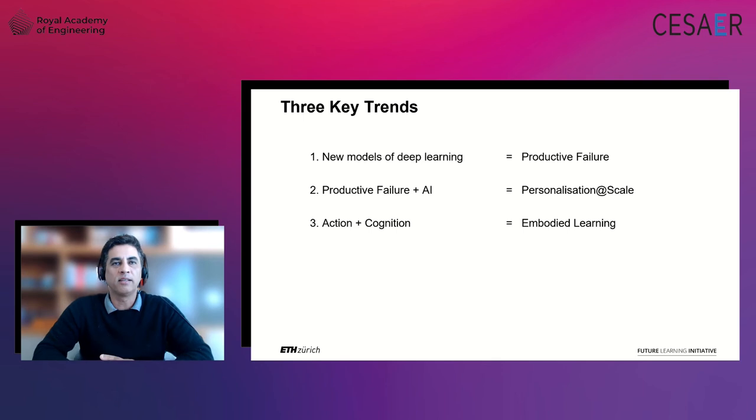A second trend would be that the new models of learning, together with artificial intelligence, will allow us to create systems that achieve personalization at scale. Some of the speakers have already mentioned that, but here we're trying to combine artificial intelligence with new models of learning that are at the cutting edge of research on learning itself. And a third trend is the transduction or the reciprocity between action and cognition, which is opening up new ways of encoding information. This is a movement called embodied learning, and it's showing dramatic effects in how we think about cognition and learning and how we design for it.